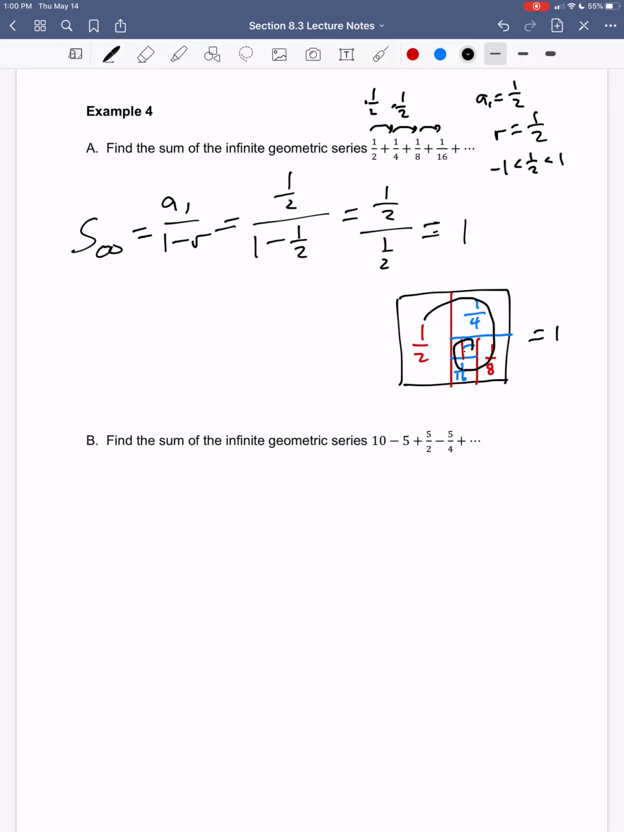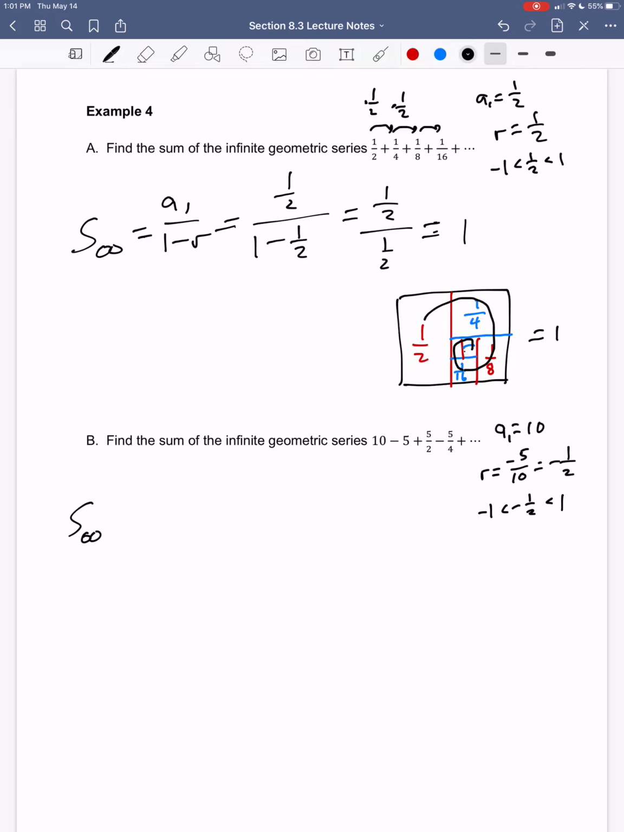What I've got here, my A is obviously 10. My A sub 1 is equal to 10. My R would be -5 over 10, which is -1/2. And that's also okay, because -1/2 is also between -1 and 1.